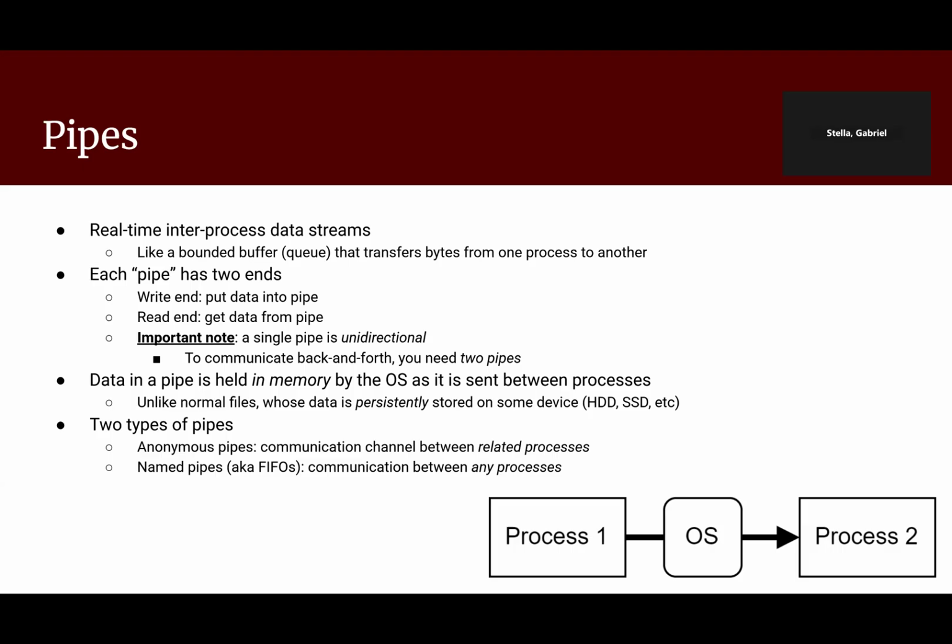There are also two types of pipes, one being anonymous pipes, also just called pipes, and the other kind being named pipes. And these are also called FIFOs to distinguish them from just the anonymous pipes.